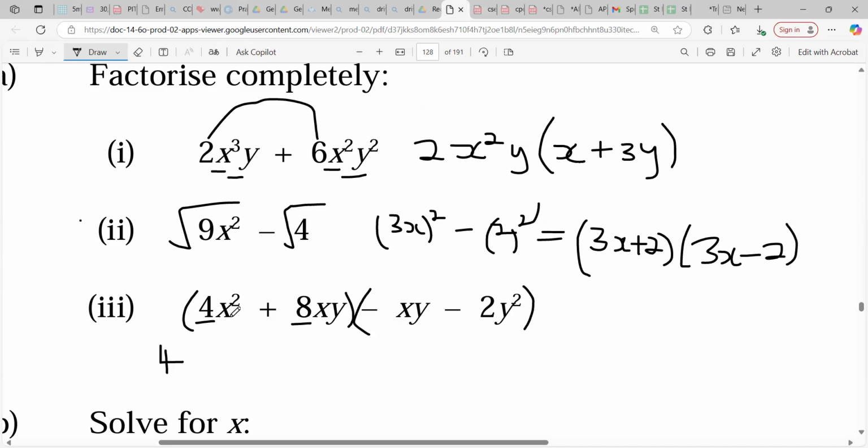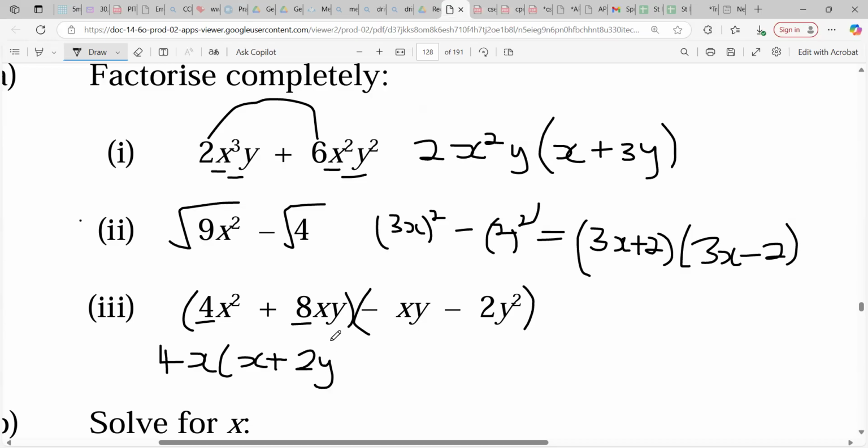Now we have x squared and x, so we take out x, right? Y is not common to this one, so we leave it at that. 4x into 4x squared, that would leave x. If you're not sure about this, guys, look up on my channel for the tutorial on factorization. All right, 4 into 8, that's 2 times. X would cancel the x, so that would leave 2y.